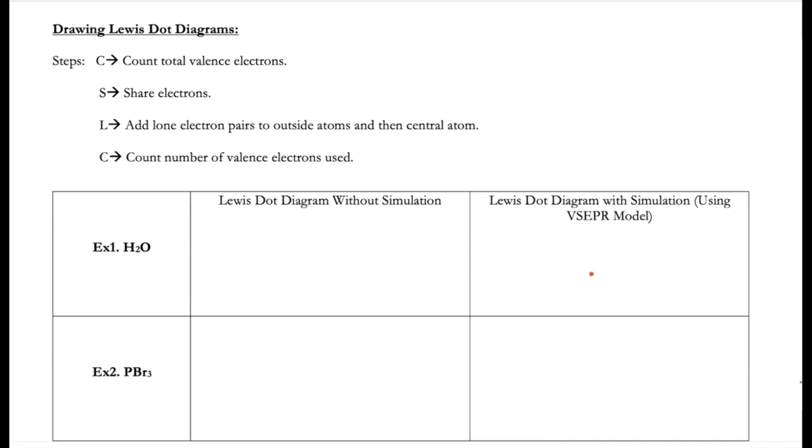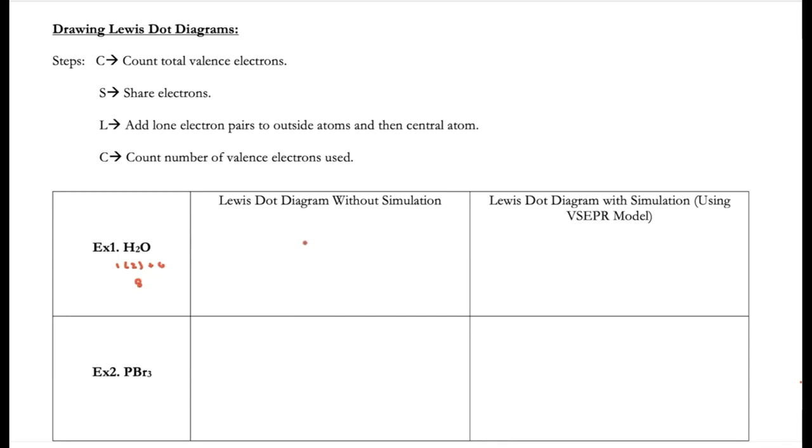So instead of trying to explain each of these, what I'm going to do is I'm going to show you 3 different examples and go through these steps. All right, so for the first molecule we've got water. All right, so the first step I have is I need to count my total number of valence electrons. So if you look at your periodic table, hydrogen has 1 valence electron, but there are 2 hydrogens, so that's a total of 2, plus oxygen, which has 6 valence electrons, so there are a total of 8 valence electrons. All right, that's step 1.